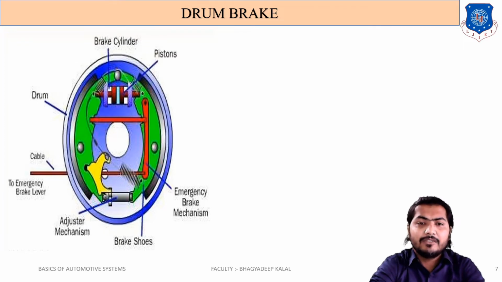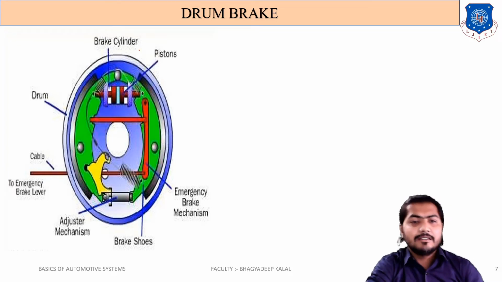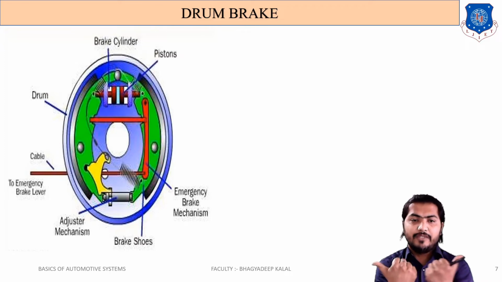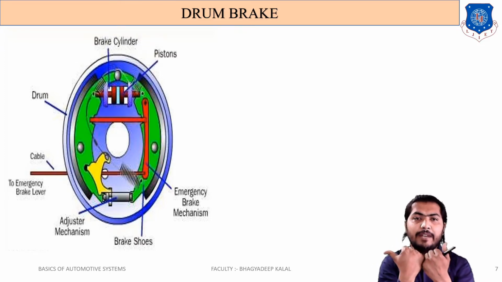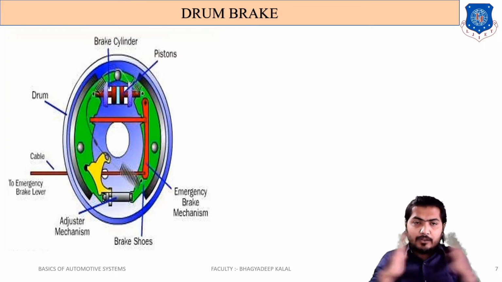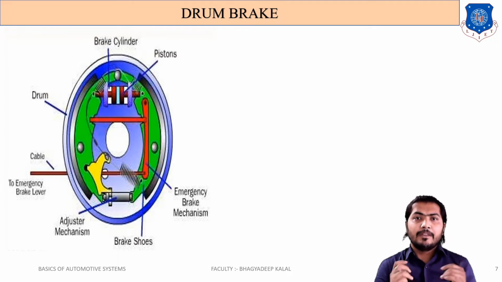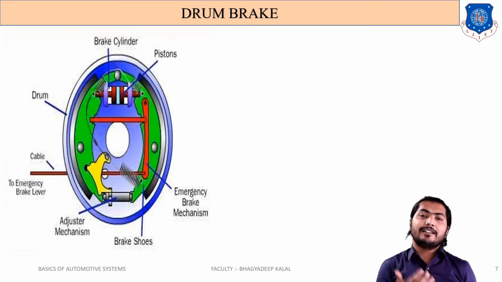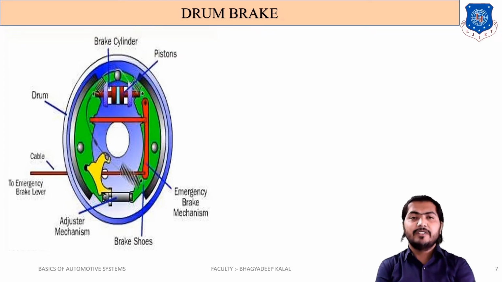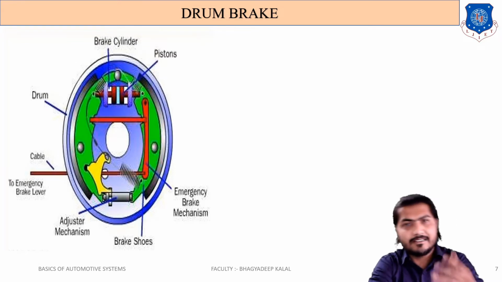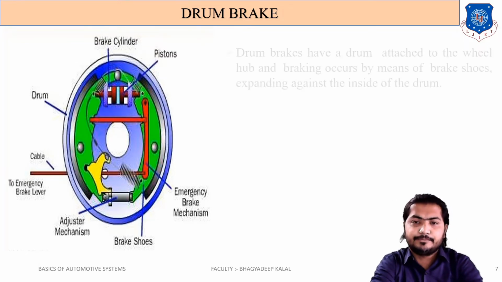How does it work? When you apply force, effort or braking torque on the pedal, at that time the pistons move in opposite directions, acting with pressure on the brake shoes, and the brake shoes move outward and try to stick on the drum to create friction. Due to that friction, the speed of the vehicle reduces. So this is the working function of the drum brake.